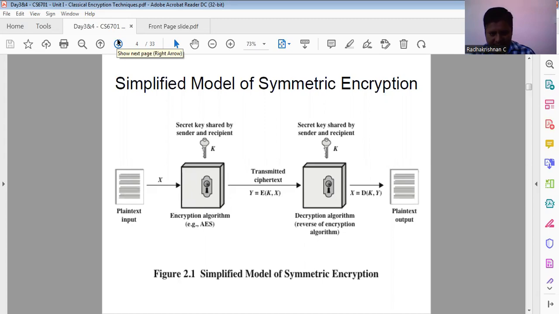With the help of the secret key, the plain text is converted into ciphertext. The ciphertext we call Y, where Y is equal to encryption of key comma plain text, which is transmitted to the receiver end. The receiver performs the decryption algorithm with the help of the shared secret key and produces the original plain text, X is equal to decryption of key comma the transmitted ciphertext. Finally, we get the plain text as output.